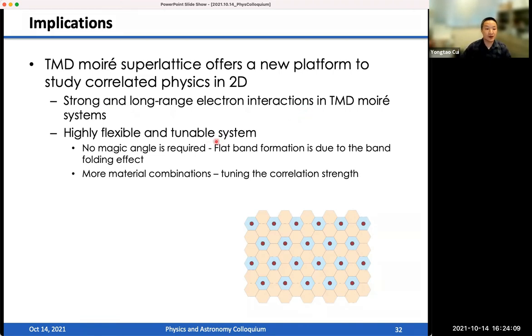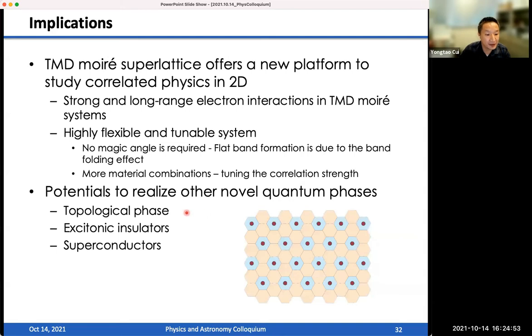And the system is also very flexible and tunable. Compare that to the twisted bilayer case, where a magic angle is required. But in the TMD Moiré, this is not required, because by choosing different TMD materials there will be a lattice mismatch, so the Moiré pattern is formed due to the lattice mismatch instead of the twist angle. There are also more choices for TMD materials, so we can combine different materials to form different Moiré superlattice combinations, potentially providing a knob to tune the correlation strengths.